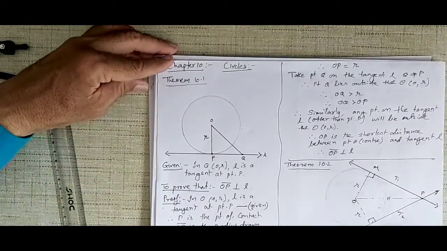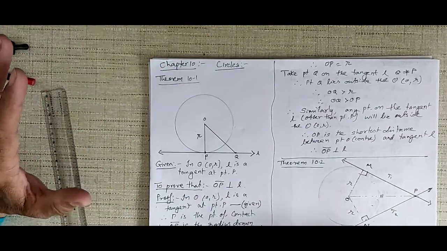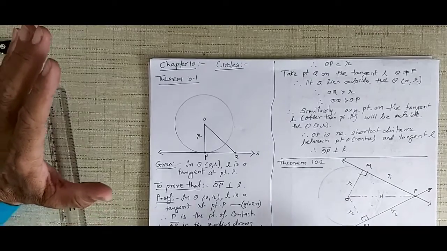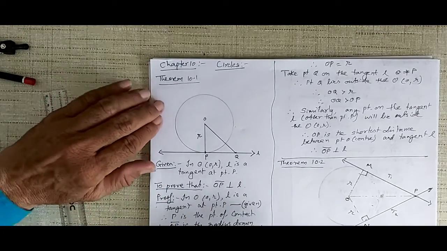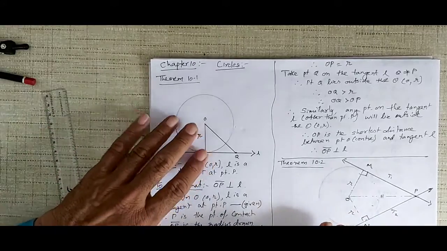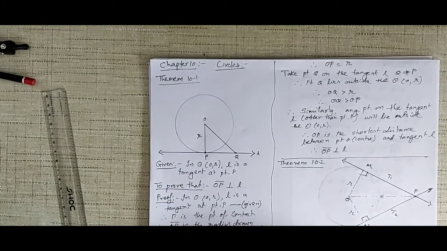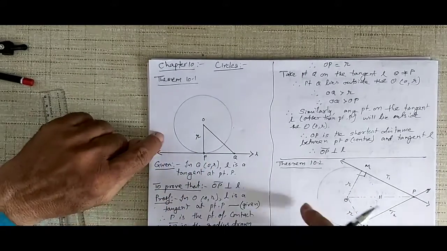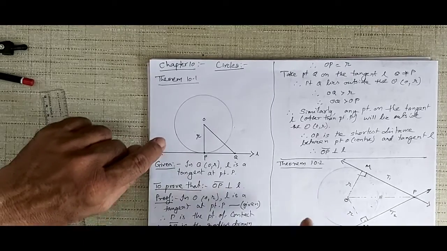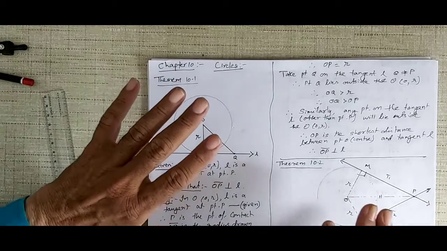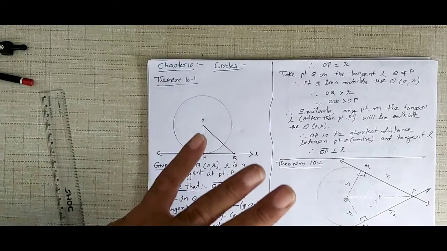Once again, both the theorems: the chapter on circles is a very short chapter, and there are only two theorems, 10.1 and 10.2. Out of these two, one will definitely be asked in the exam. Everyone should write this in the notebook and learn it up. It is not given exactly like this in the notebook, and that is why I am telling you to learn from this.